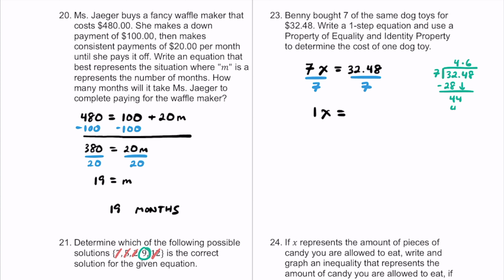6 times 7 is 42. The remainder is 2. Bring down this 8 here. 7 into 28 goes exactly 4 times. 4 times 7 is 28. Remainder is 0. So we're going to get 4.64. So we know the cost of one of these dog toys is going to be $4.64 each.